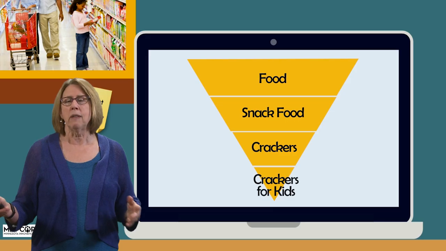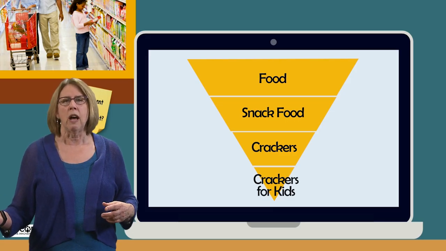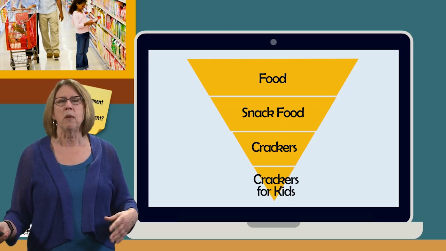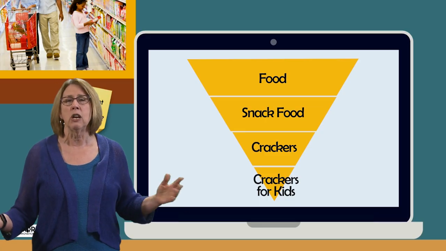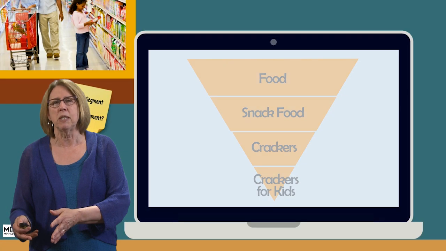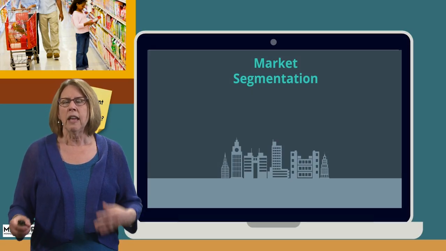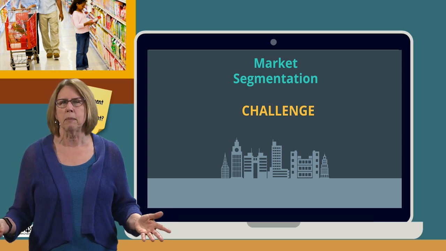But there might be even more to that if you're starting to think about what the requirements are of the different family members. So if mom is focusing on health while a little girl is focusing on taste, you might have even a healthy crackers for kids submarket set that you're thinking about. So this helps to illustrate that this is actually a challenge to think about market segmentation.